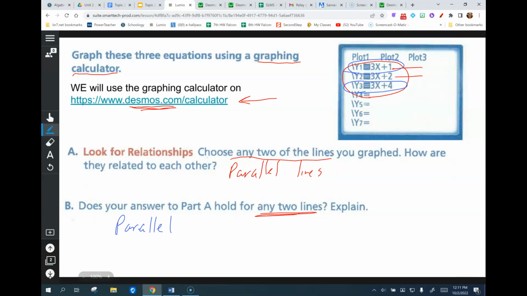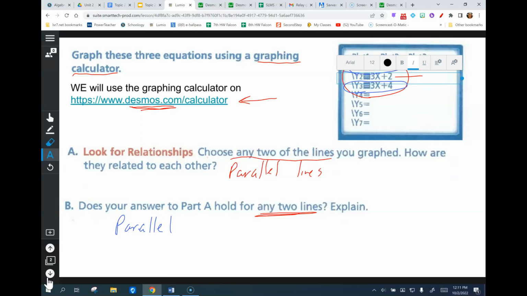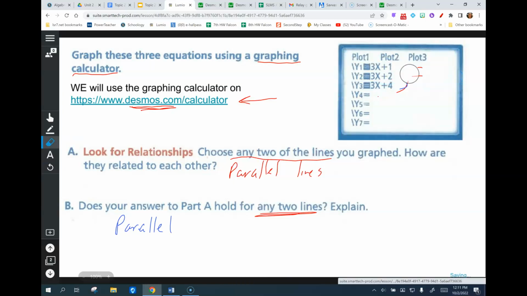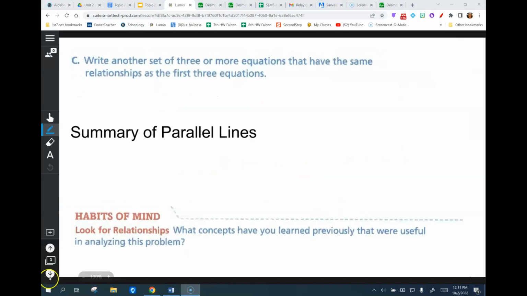So we notice that they're all parallel lines. Now look at my equations. I kind of wrote all over them. What do you notice? Oh my gosh, my board is freaking out. What do I notice about all 3 of those lines? Do you see it? Do you see what's happening? Look right here. Right? Your slopes.